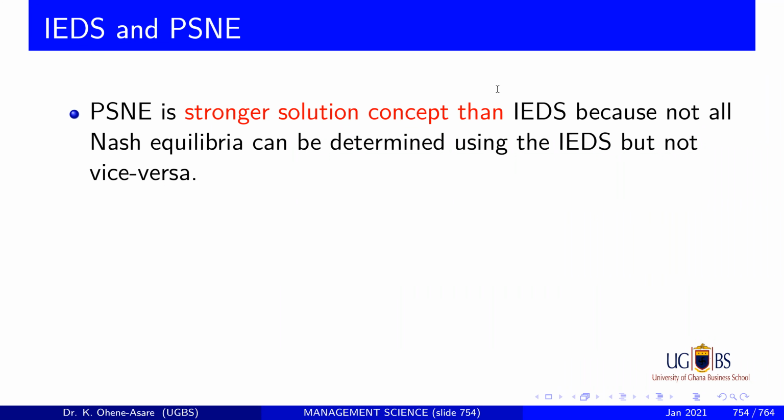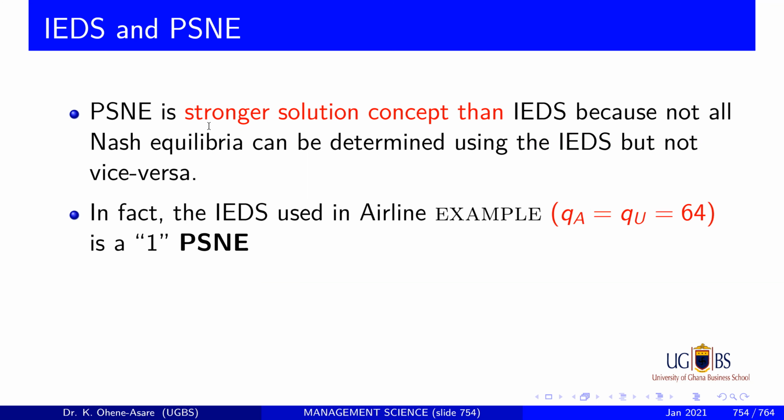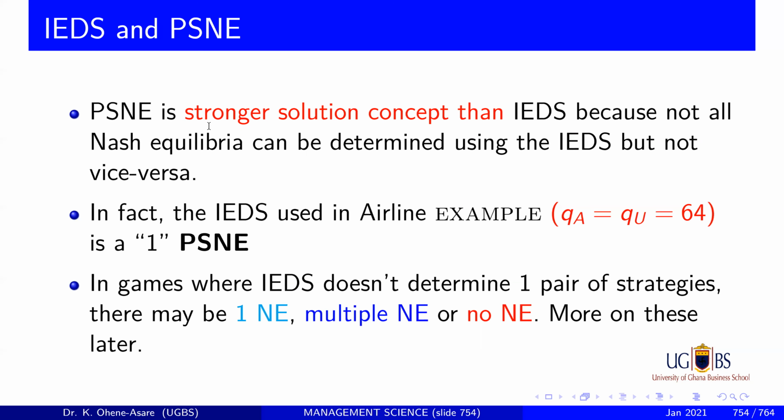Now, there's something you need to note here. Iterative elimination of strictly dominated strategy is just one way of achieving the pure strategy Nash equilibrium. Do you realize that? Iterative elimination is just one of the three ways, because we mentioned that one way is the dominant strategy approach, and then the best response approach. So iterative elimination is not as strong as the pure strategy Nash equilibrium. Pure strategy is stronger. But not all equilibria can be determined using iterative elimination, which is what I just told you. So that's it for this one.